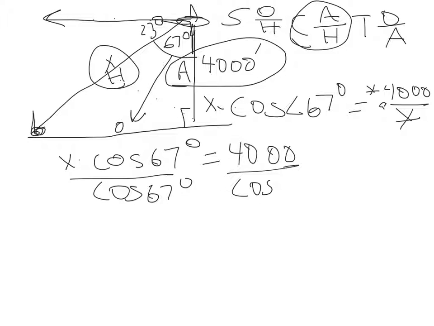And then I just plug that into my calculator. 4,000 divided by cosine 67 degrees. Again, make sure your calculator is in degree mode. So x in this case is equal to 10,237 feet.